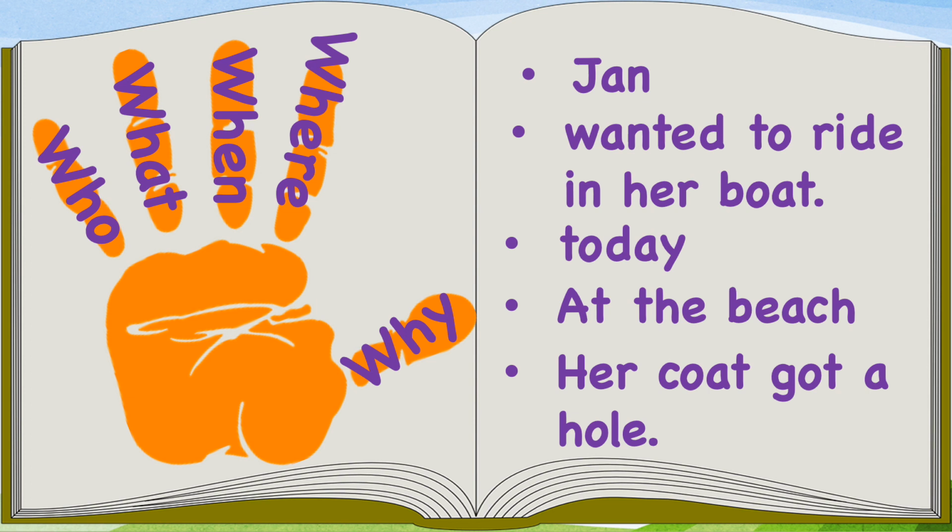Now we can put it all together to summarize. A little girl named Jan wanted to go for a ride in the boat, but couldn't go at first because she got a hole in her coat. Her dad fixed it, and then she went. Very good, boys and girls.